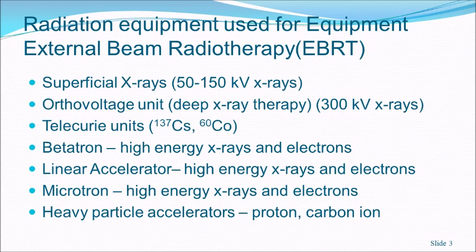There are several equipment that are used for external beam radiotherapy. Initially, it started with superficial X-rays, and then we had orthovoltage, otherwise called the deep X-ray therapy, that uses 300 kV X-rays. I put it as telecurie units because we had cesium as well as cobalt. Cobalt is still available, but cesium has been pensioned off. Then came betatron, which could produce very high energy X-rays and electrons, linear accelerators, microtrons, and for proton and carbon ion we have the heavy particle accelerators.